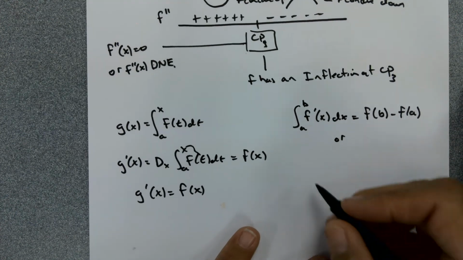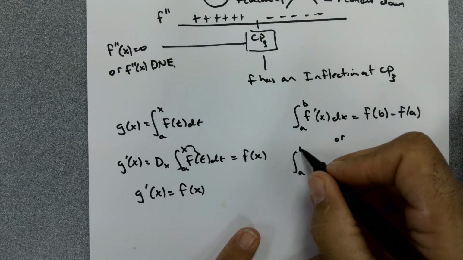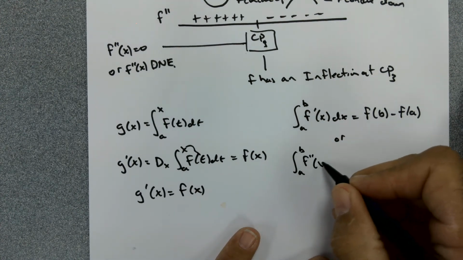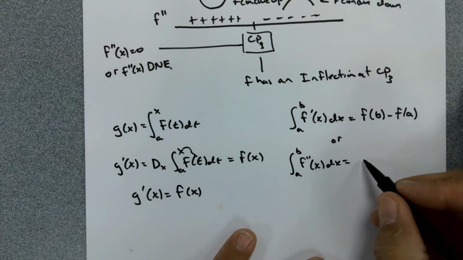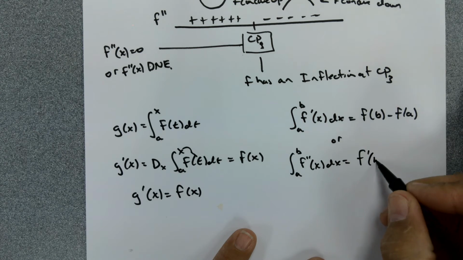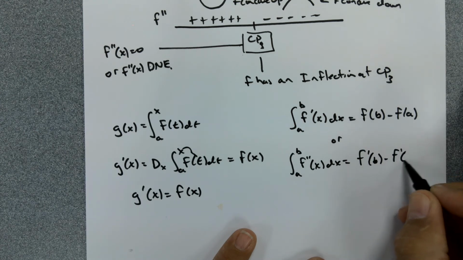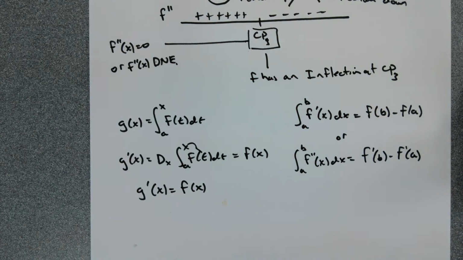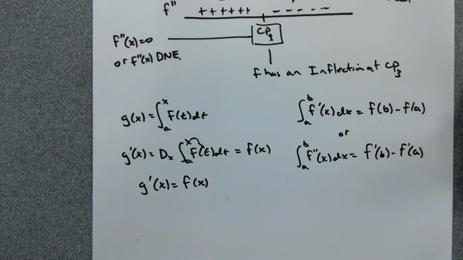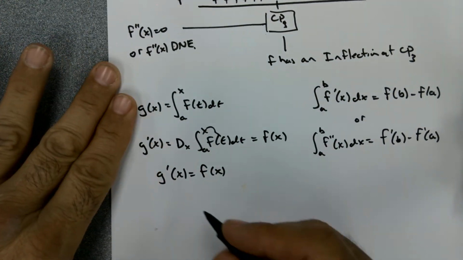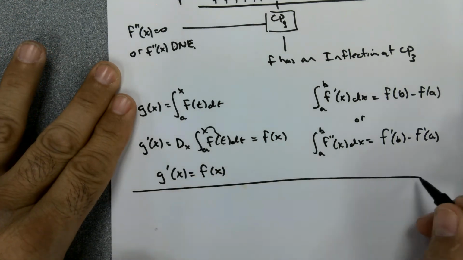Or, I've also seen it this time if you say the integral from a to b of f double prime of x dx is equal to f prime of b minus f prime of a. Now let's look at this fundamental theorem of calculus, and there's a couple applications, and here's some real quick examples for us.